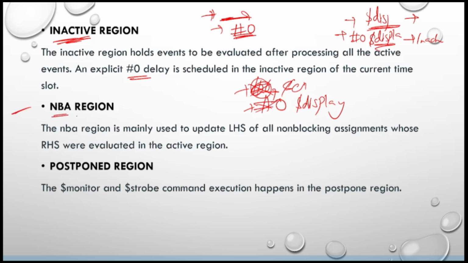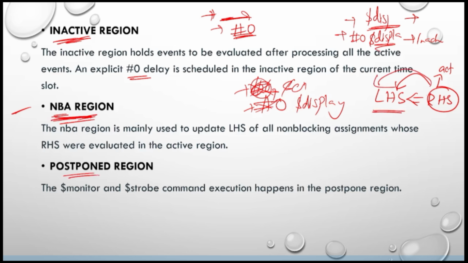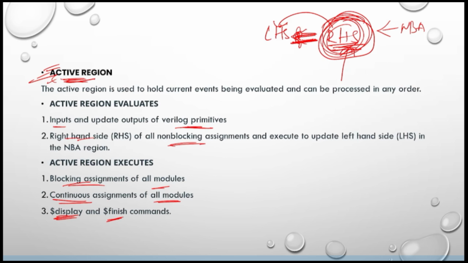Now coming to the non-blocking assignment region. NBA means non-blocking assignment. You can know from the name itself that in non-blocking assignments, LHS is equal to RHS, is it or not? This is evaluated in the active region. Now the assignment takes place in the non-blocking assignment region. That means the assignment from RHS to LHS happens in the non-blocking region. Now coming to the postpone region. System tasks like $monitor and $strobe will be executed in this particular postpone region. So this is about the regions in Verilog.